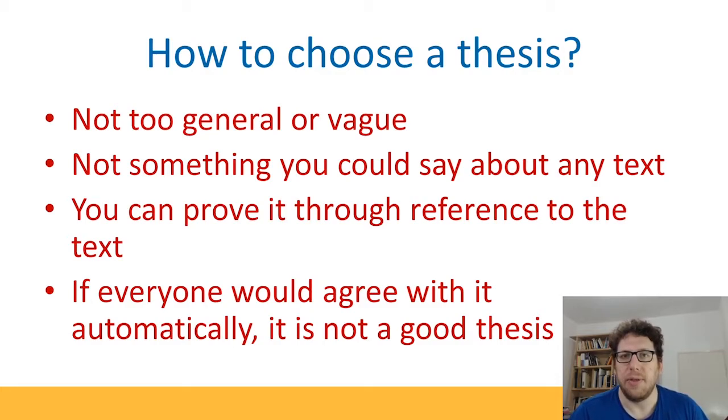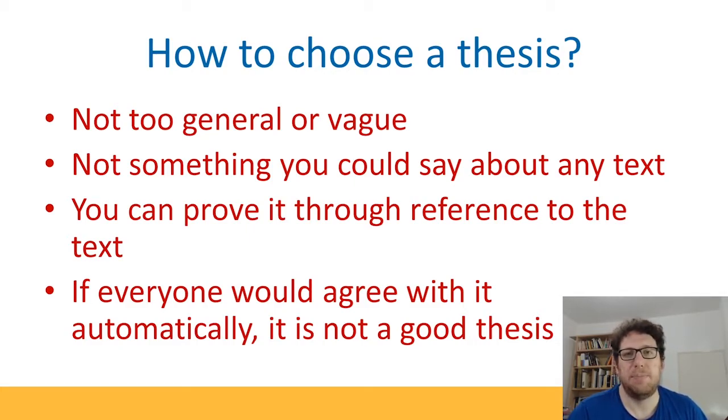You don't want the thesis to be too general or vague. You want it to say something specific, and it should be about the text. "Women are oppressed by modern society" is not such a good thesis for this paragraph, because you want to talk about the story. That thesis doesn't talk about the story. It talks about society in general.